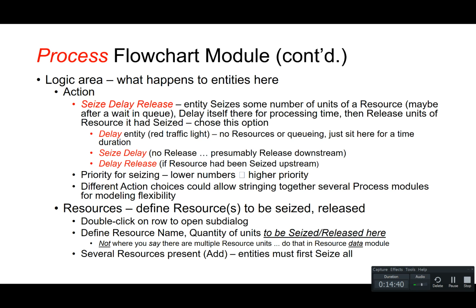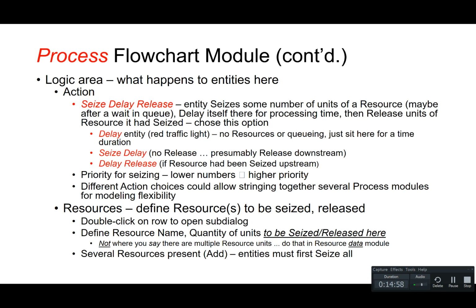For example, a delay entity, a red traffic light. So no resources, no queuing. However, it just cannot move forward in the system at that time. A seize delay would be no release. Presumably a release will be released downstream. And then a delay release will be if the resource has been seized upstream.